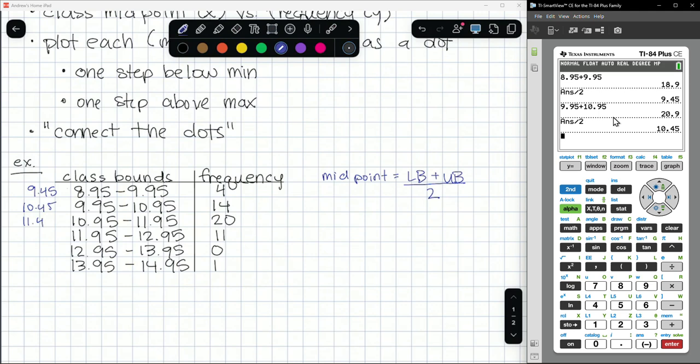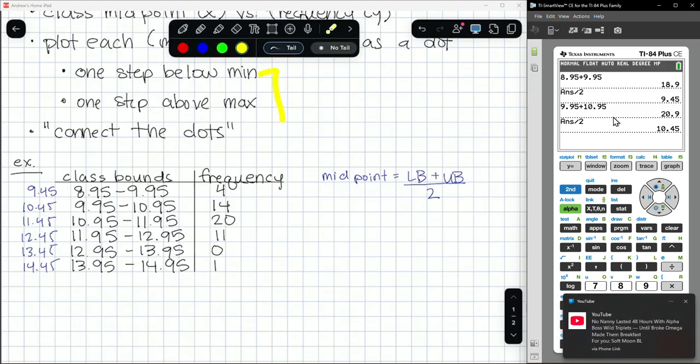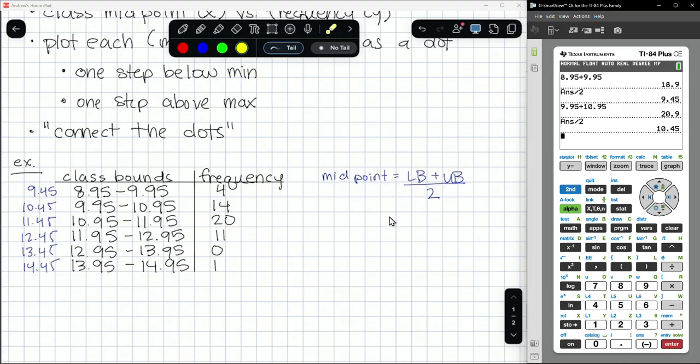10.45, 11.45, 12.45, 13.45, 14.45. And then you'll notice it says one step below the min, one step above the max. And now that I know that I'm counting by 0.45s, going one step below is going to give me 8.45, and then one step above is going to give me 15.45. When I draw my axis, these are now the hash marks on my x-axis.